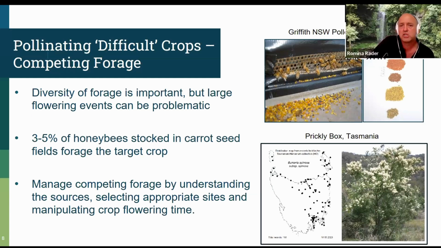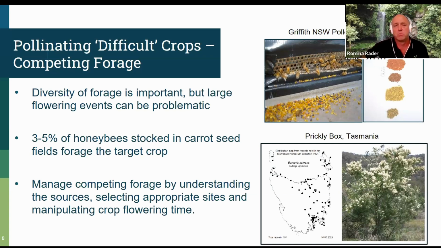So there are things that we can do to manage that situation. One is to make sure that the crop that we're presenting is as attractive as it can possibly be. So making sure that we're looking after the crop and it's producing good quality nectar to the best that it can. But it's also a matter of understanding where these big bloom events are going to occur in the landscape and separating your crops from those in space or separating them from those blooms in time by managing the flowering time of your crop.